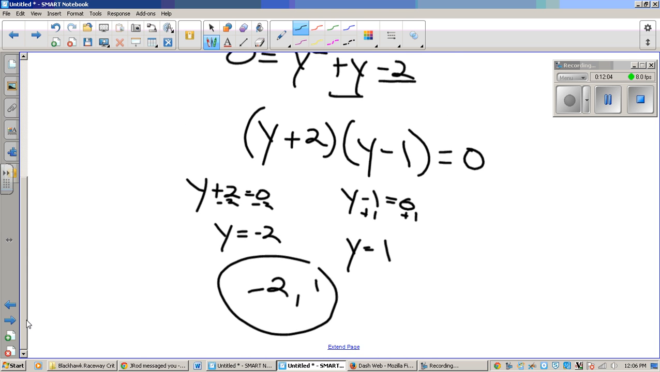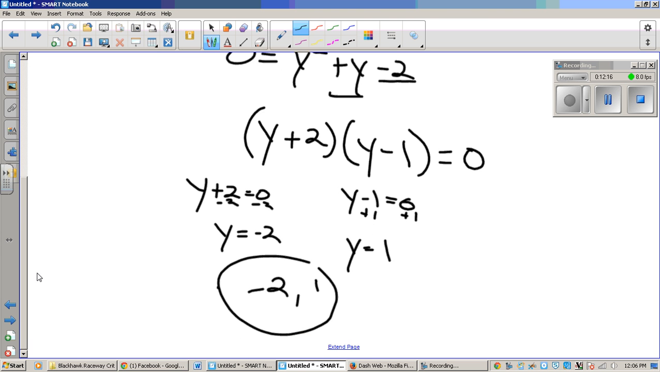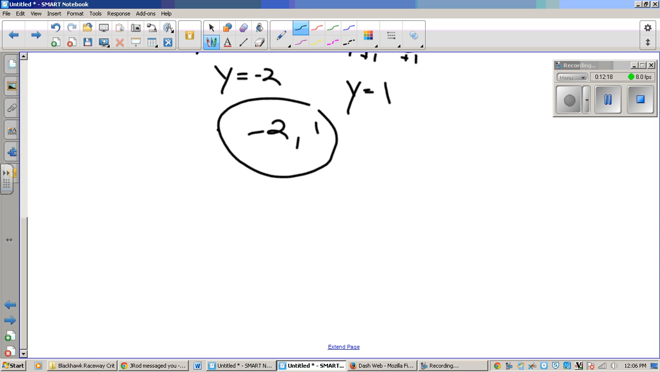So it kind of looks like a quadratic equation. But what we have to do with our solutions is we have to check our answer. We have to check this in the original equation. So we have to put -2 and 1 in the original equation. So our original equation was the square root of 2 minus y equals y.